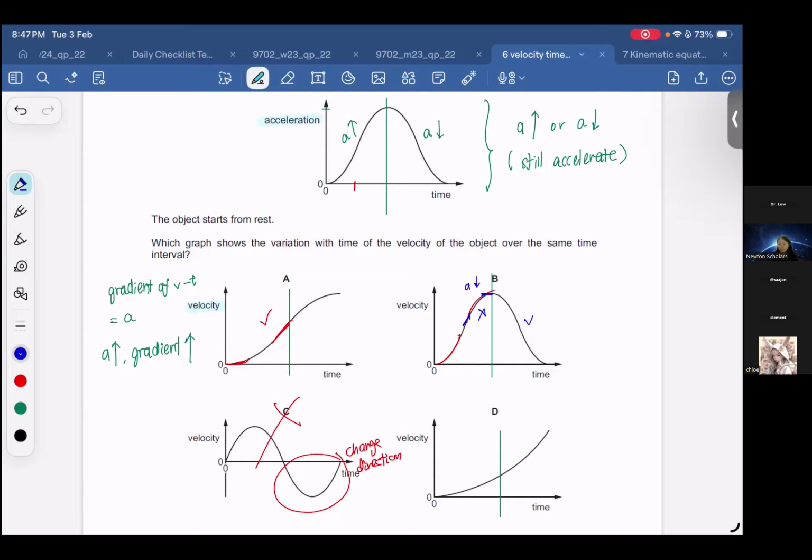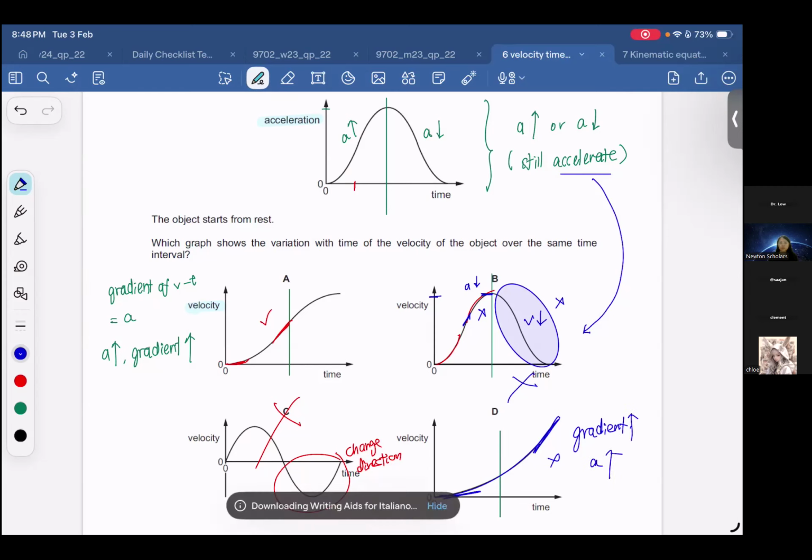Then this part says velocity is decreased. This is a wrong idea, from a certain value going to zero velocity. This is wrong because we know that it still accelerates. So B is also wrong for the second part. D is also wrong. It doesn't change; it's just one motion, like this and like this. The gradient is increased, so your acceleration increases. Only one motion. The correct answer should be A.